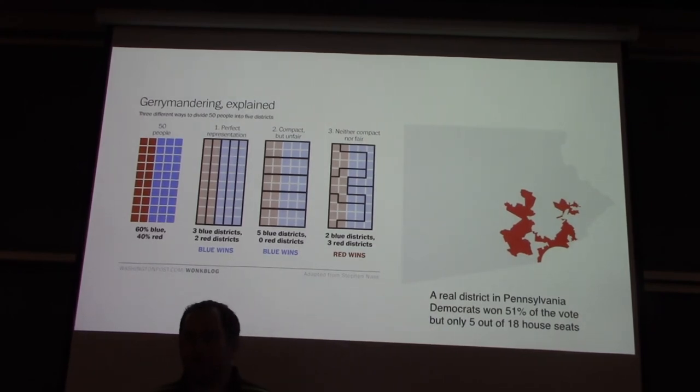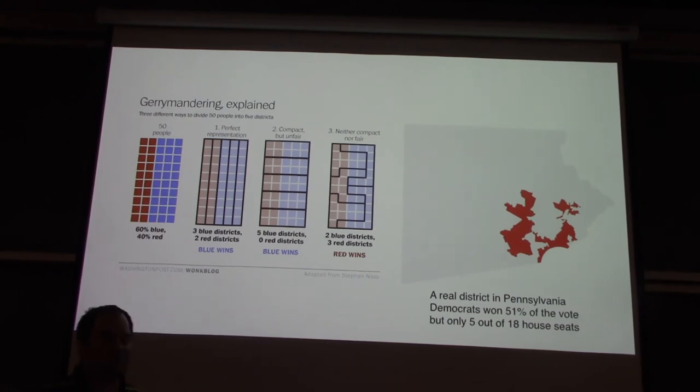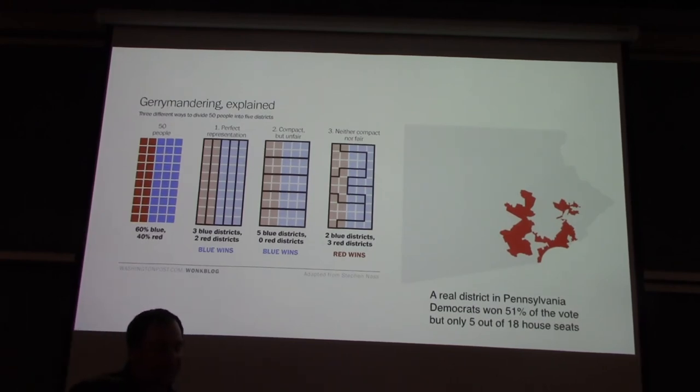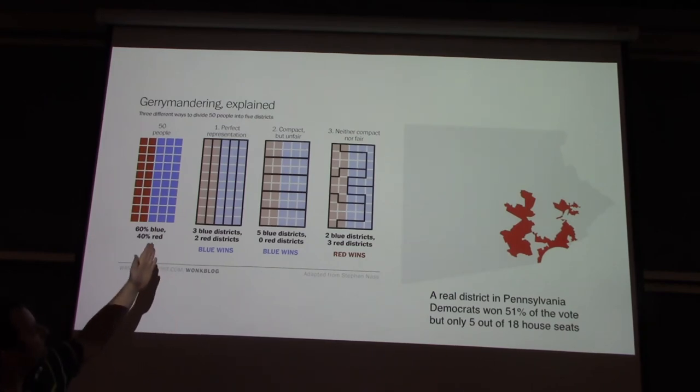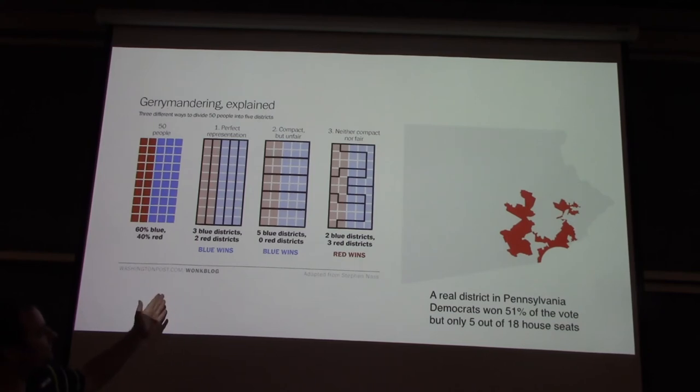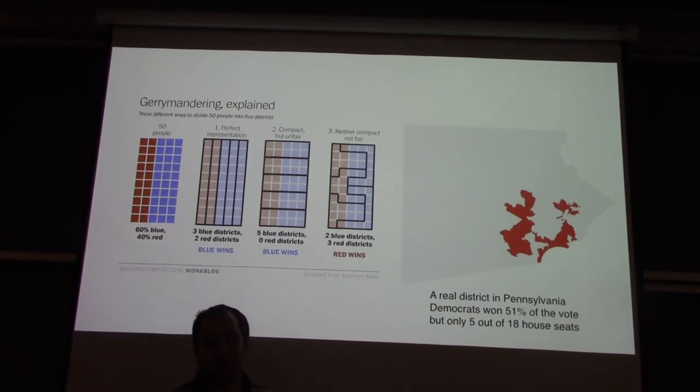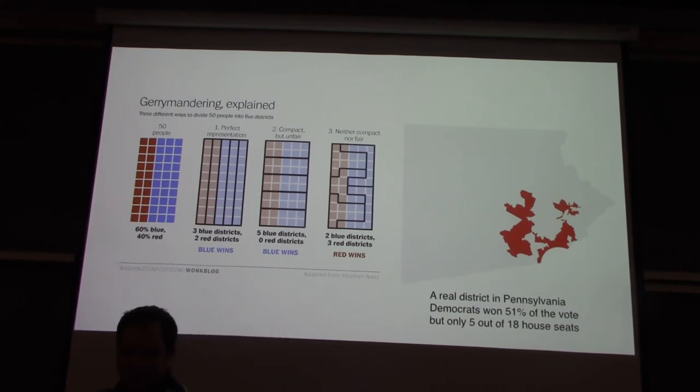if I did no geospatial districting, 60% of the votes would go to blue, 40% to red. Okay? If I have perfect representation and slice it up neatly into columns, I would have three blue districts, two red districts, and blue would win. If I have this compact representation, where I slice it by two rows each, I would suddenly have five blue districts but zero red districts, and that's obviously not fair, because here 40% of the voters did not get a say at all.